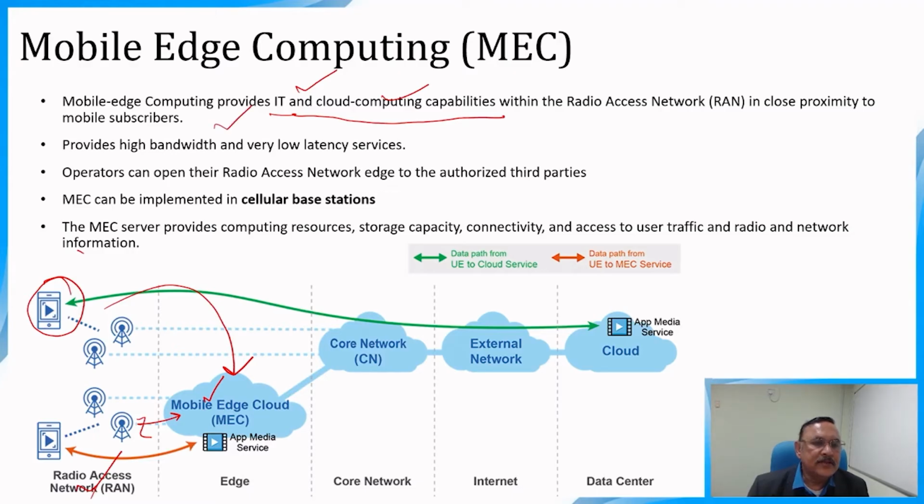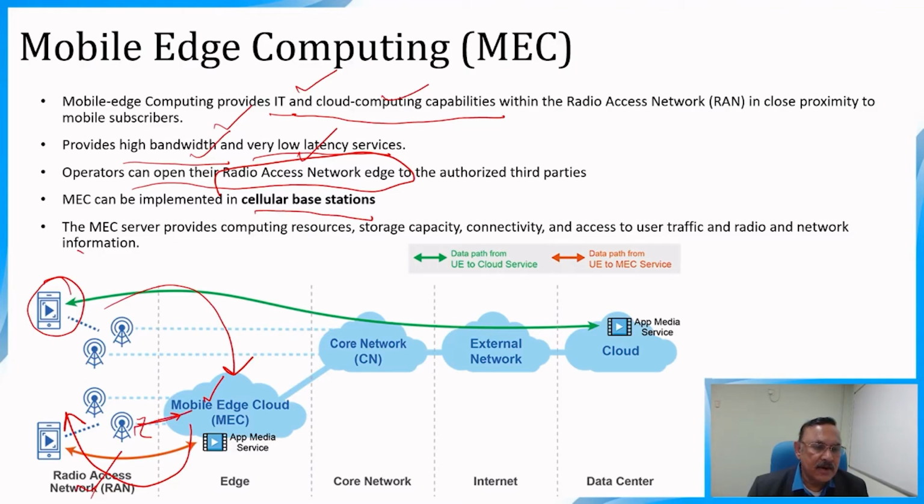Now, this mobile edge computing provides high bandwidth and low latency service. You can understand that these resources in the form of IT and cloud are served very close to you in the radio access network. Therefore, the latency is very low, and it also provides high bandwidth. Therefore, the operator can open their radio access network edge to authorized third parties, and MEC can be implemented in the cellular base station.